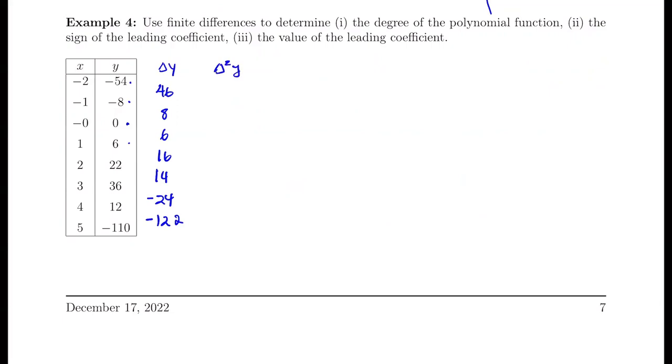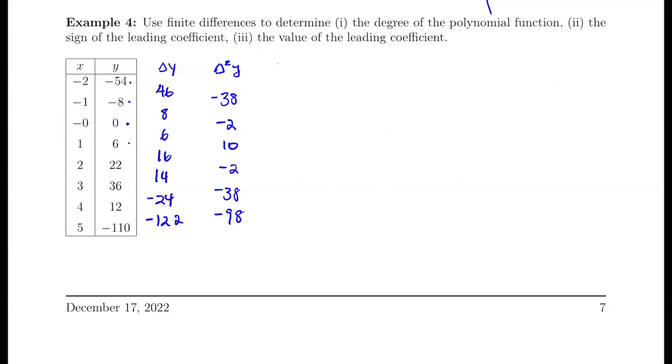So doing the same thing again. We do 8 minus 48, which will give you -38. And then 6 minus 8, which is -2. 16 minus 6, which is 10. And then 14 minus 16, which is -2. And then -38, and then -98. So second differences are not constant, so we know that it's not a quadratic function.